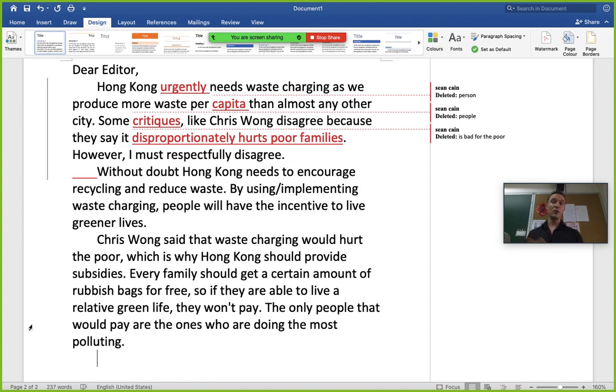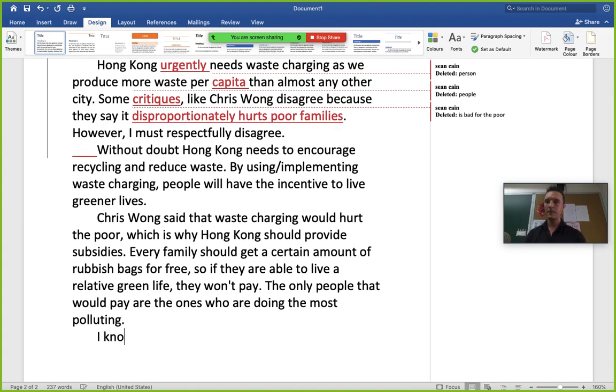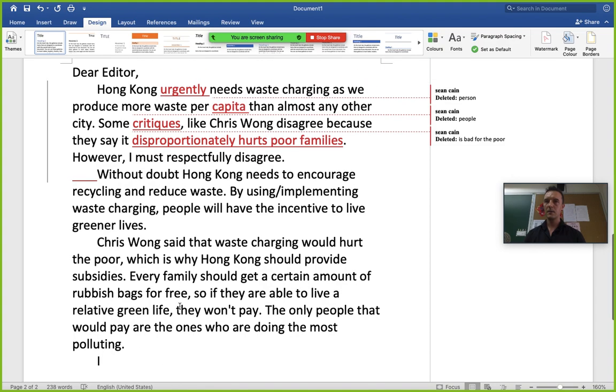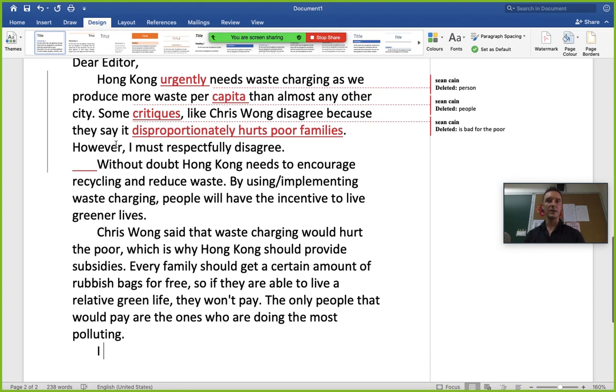So I feel good about that. This is going to be 4 paragraphs. So I have the opening, and then this is kind of my side, paragraph 2. Paragraph 3 is talking about what Chris Wong thinks and why he's wrong. And now, I've already used first person. I said I must respectfully disagree, so we can continue in first person.